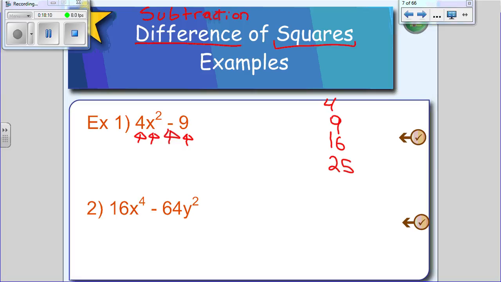This thing is a difference of squares. It's a subtraction of all perfect square terms. That means we can factor it. In order to factor it, what you do is you square root each term. So we're going to square root this term, square root that term. The square root of 4 is 2. The square root of x squared is x, minus. The square root of 9 is 3. Put that thing in brackets. So that's your first binomial.